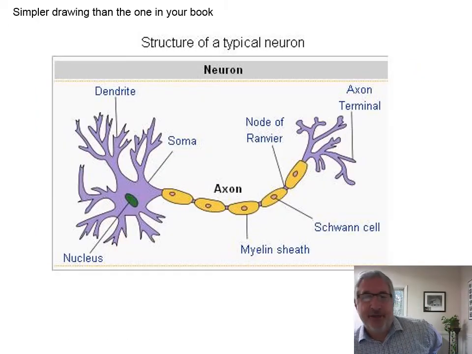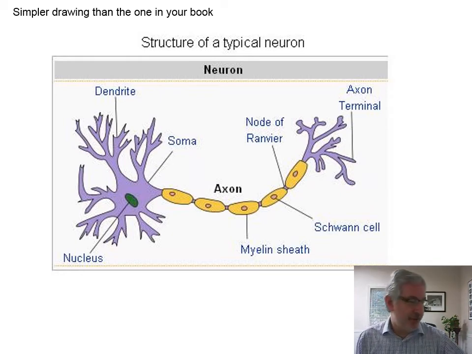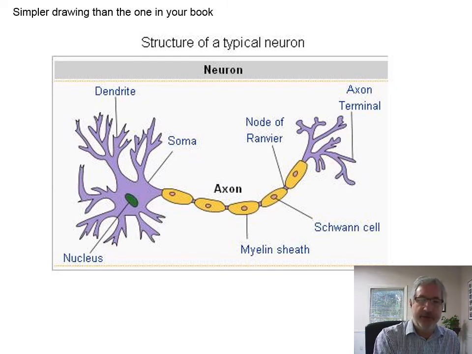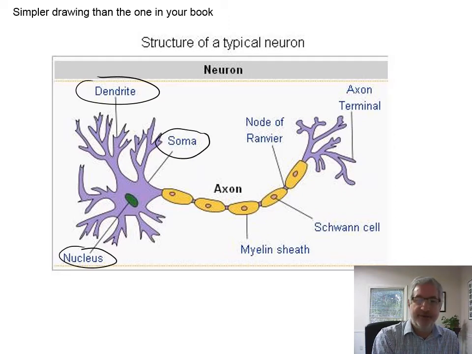So here's a simplified picture of a typical neuron. I'd use this picture because the one in your book's a little complicated. So here's the dendrites up here. Here's your cell body, which is called the soma. And here's the nucleus of the neuron. Here's your axon, this whole portion down through here.